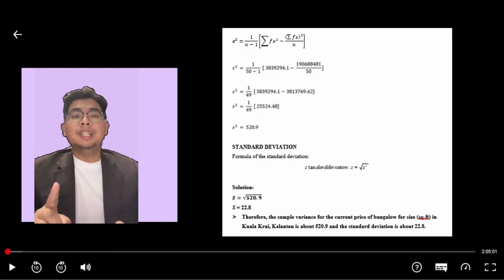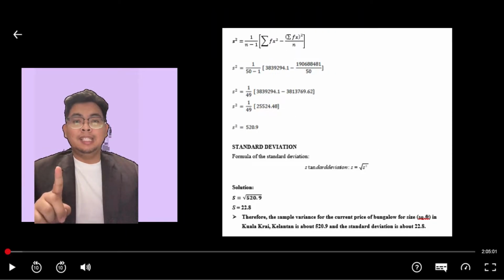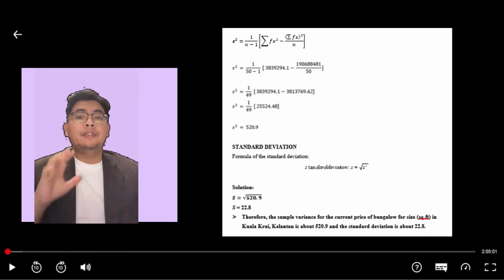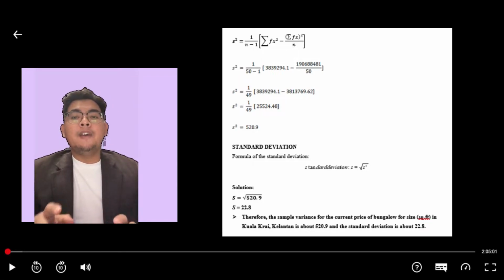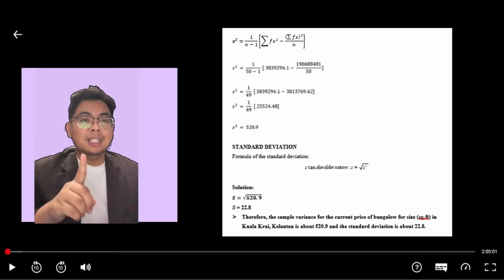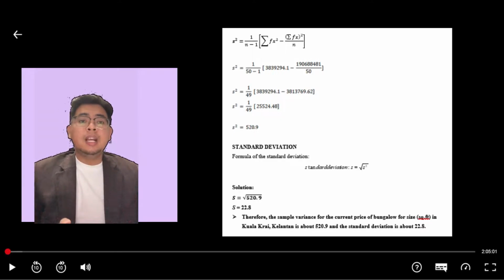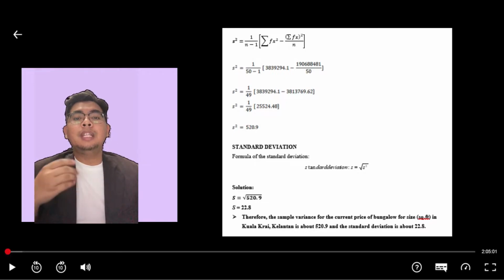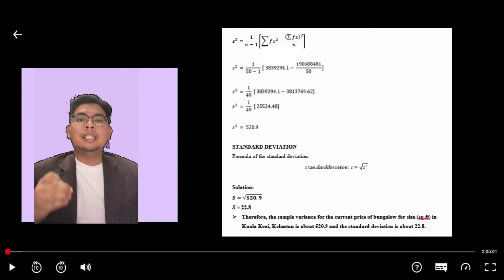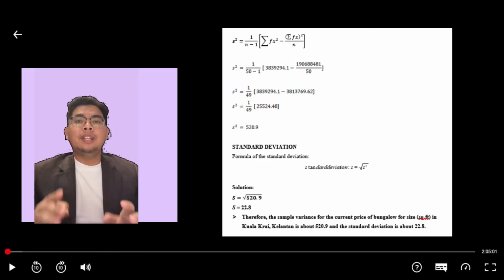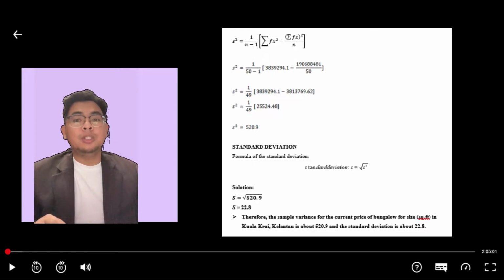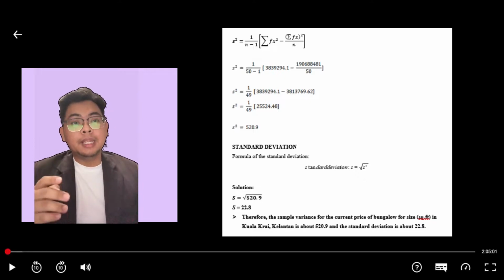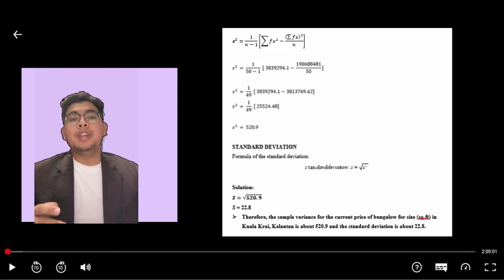This is the solution for variance. The first thing is 1 must be divided by 50 minus 1, so the answer is 1 divided by 49 in bracket 38394.1 minus 3813,769.62.